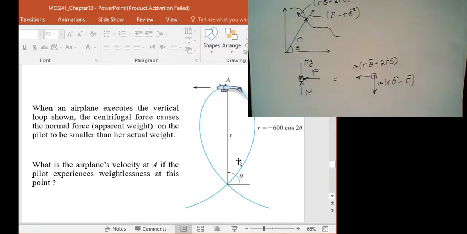But the question is we need to find the velocity of the plane. How do we know the velocity of the plane here?